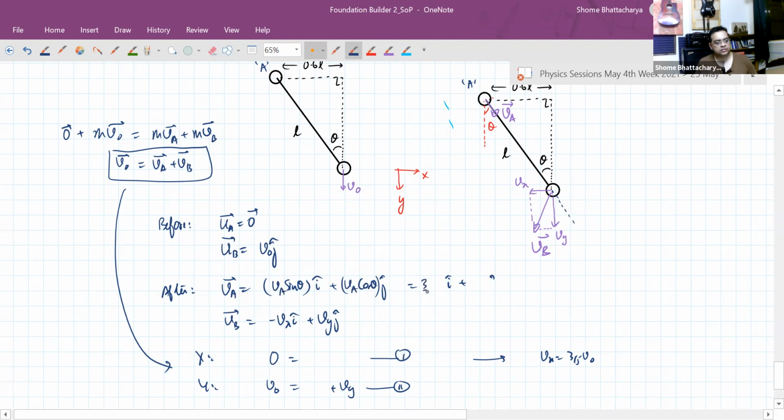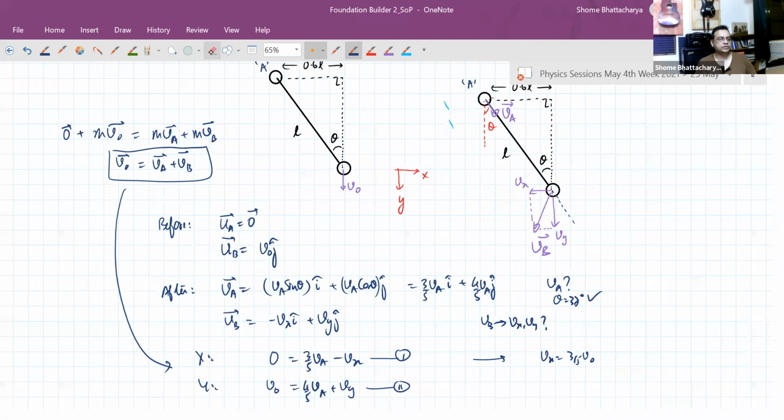So this is 3 by 5 Va plus 4 by 5 Va. So in this, Va is unknown, but theta is 37. And in this, B's components, that is Vx and Vy, are both unknown. So that's why we got this. So the first equation along the x-axis, I'll have 3 by 5 Va minus Vx. And along the y-axis, I'll have 4 by 5 Va plus Vy.